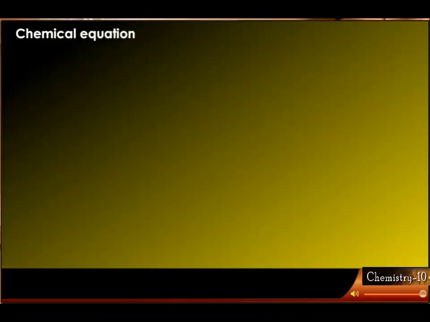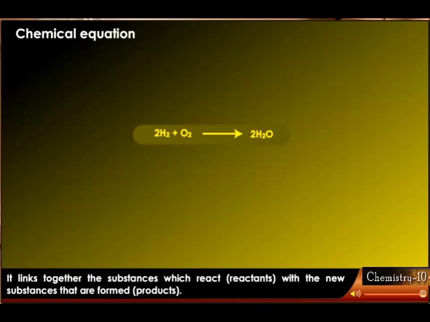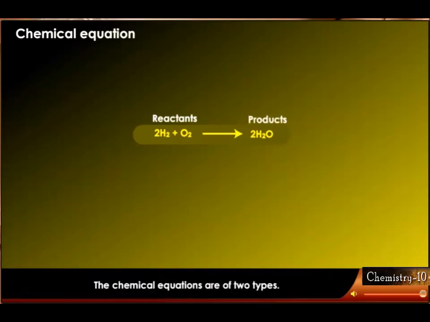Chemical equation. A chemical equation is a means of writing out and describing a chemical reaction. It links together the substances which react, reactants, with the new substances that are formed, products. The chemical equations are of two types: word equation and symbol equation.